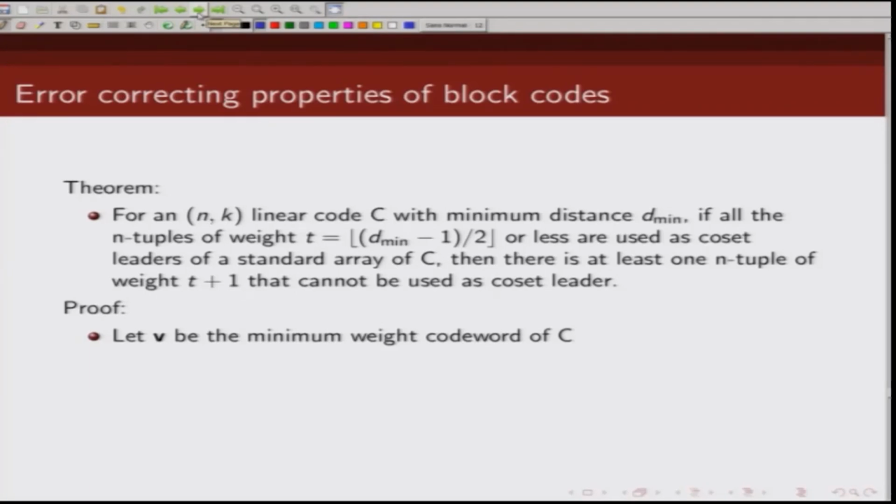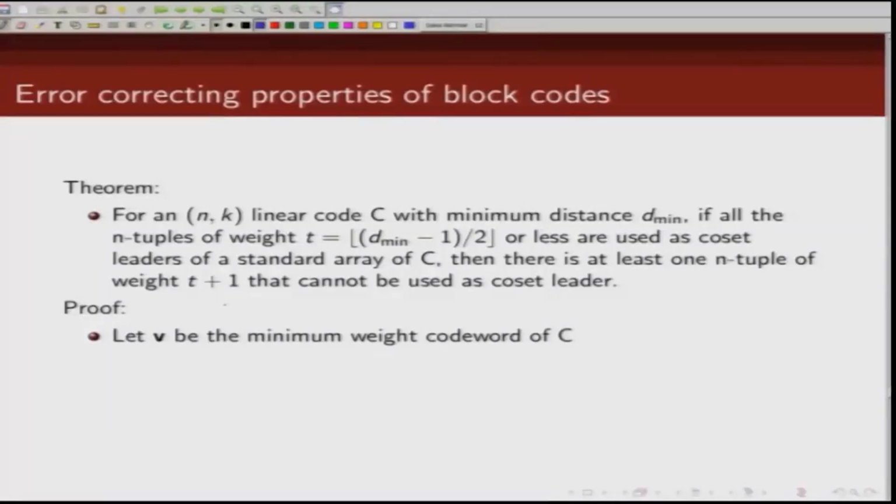Next, I am going to show you a result which is as follows. If you have an (n, k) linear block code whose minimum distance is d min, and if all n-tuples of weight t or less are already used as coset leaders, then there is at least one n-tuple of weight t plus 1 which cannot be used as a coset leader. So, this essentially is going to show us again the same result, that an error pattern of weight t plus 1 is not guaranteed to be corrected.